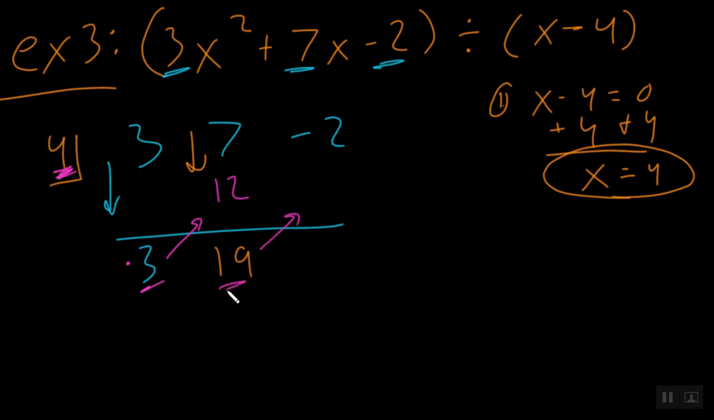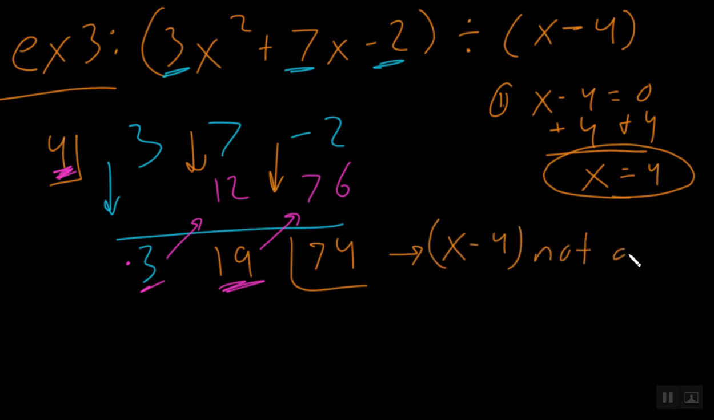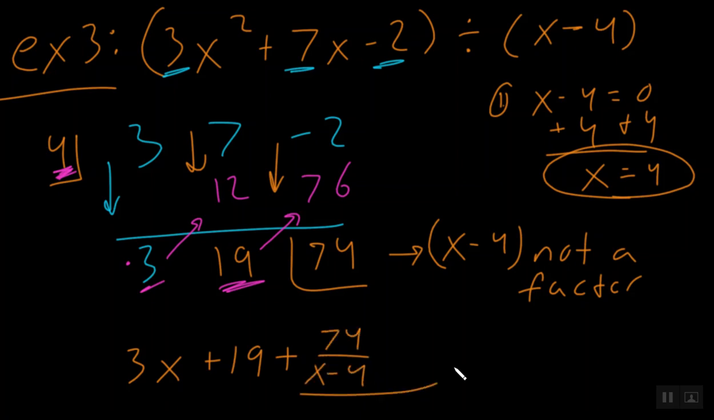So we're going to do 4 times 19. Now let's see, 4 times 19, I think that's probably 76. Yeah, that's 76. And once again, whenever we're going vertically, we just add. So -2 plus 76 is 74. And here we have a remainder that is not 0. So we know that x minus 4 is in fact not a factor. So what is 3x squared plus 7x minus 2 divided by x minus 4? Well, it is 3x plus 19 plus 74 over x minus 4.